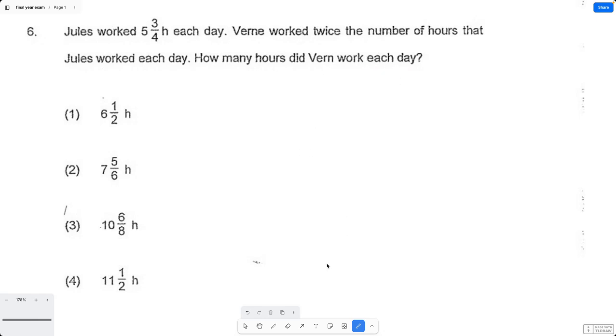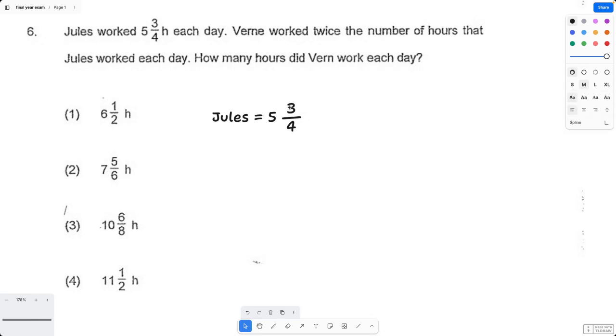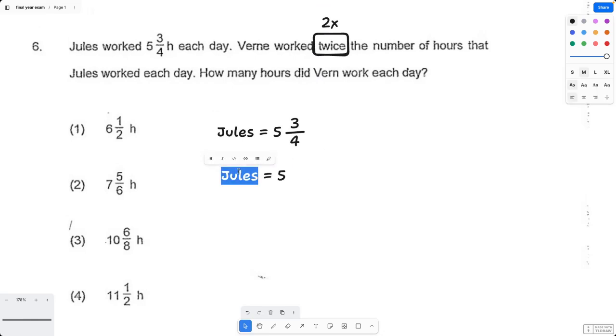All right, so let's write it down. Basically, Jules worked, in this case, 5 3/4. So I'm going to write down 5 here, and then 3 over 4 with a line. So 5 3/4, and then Vern worked 2 times as much, twice. So twice means 2 times. Vern worked 2 times as much as Jules.